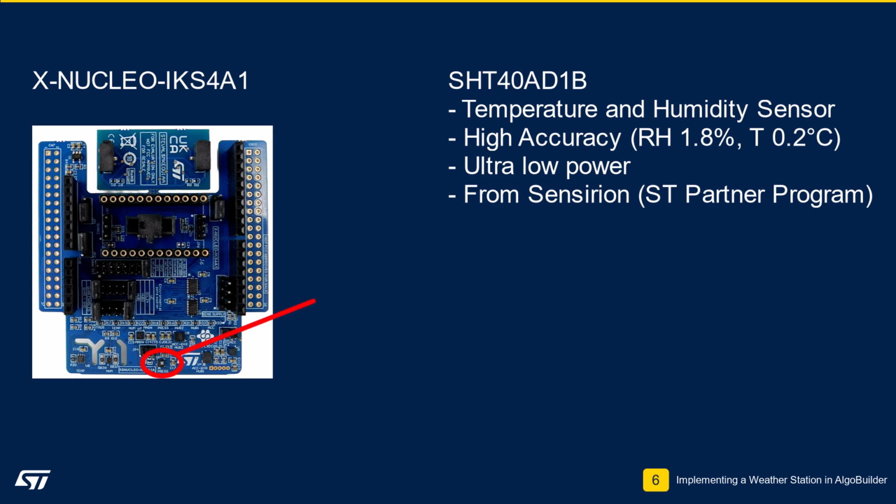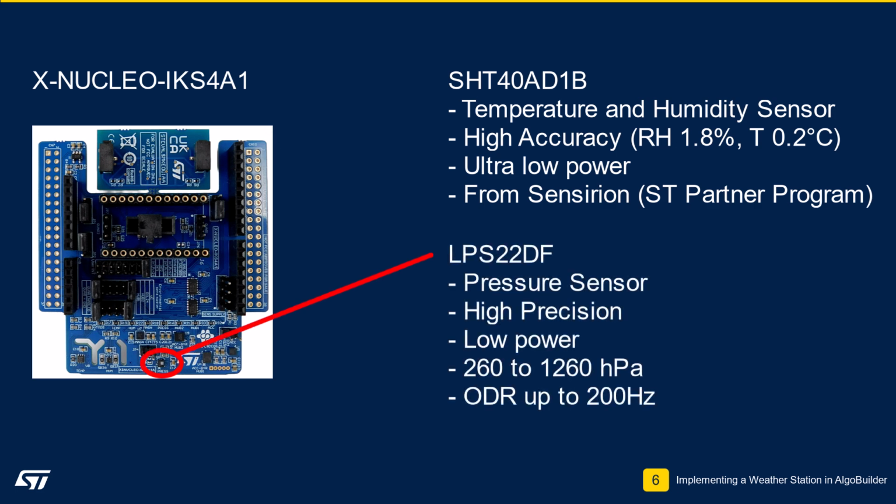For pressure data, we'll be using the LPS22DF sensor. The LPS22DF is a low-power, high-precision MEMS nanopressure sensor with an operating pressure range of 260 to 1260 hectopascals and output data rates of up to 200 Hz. Let's start.